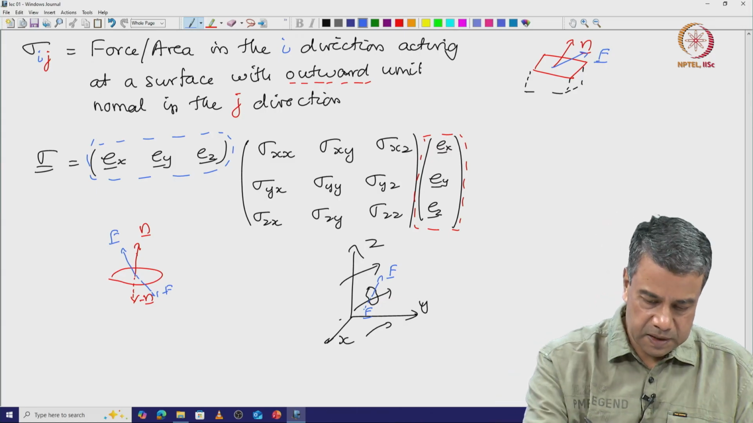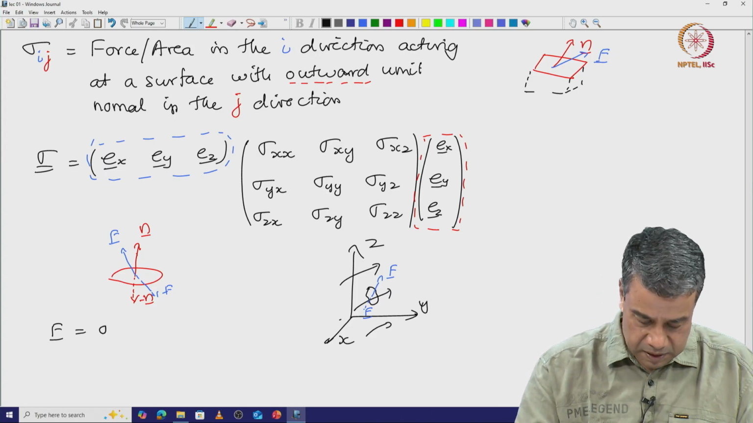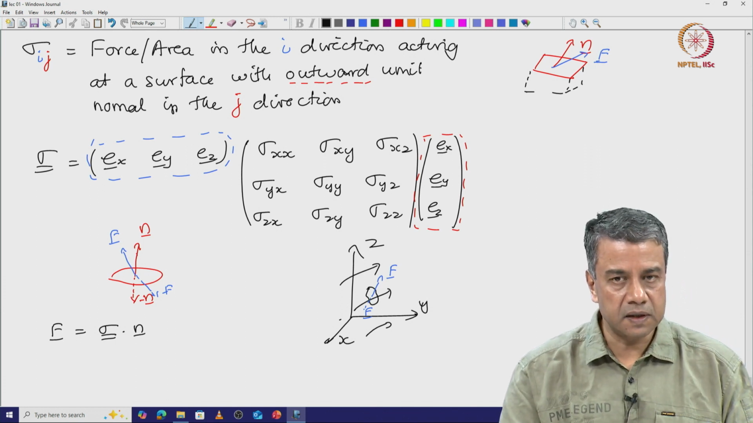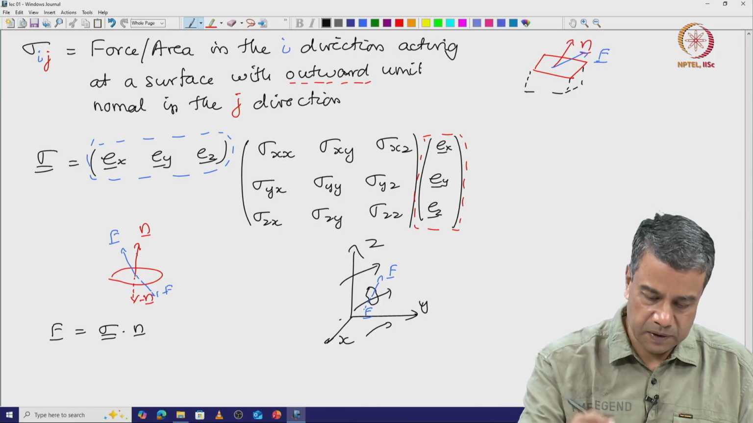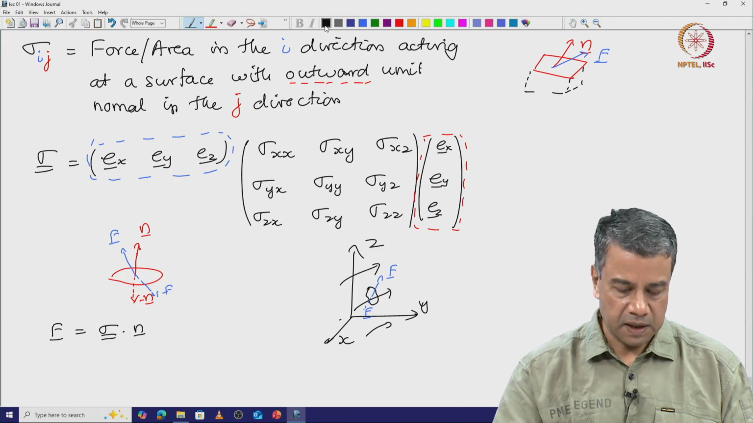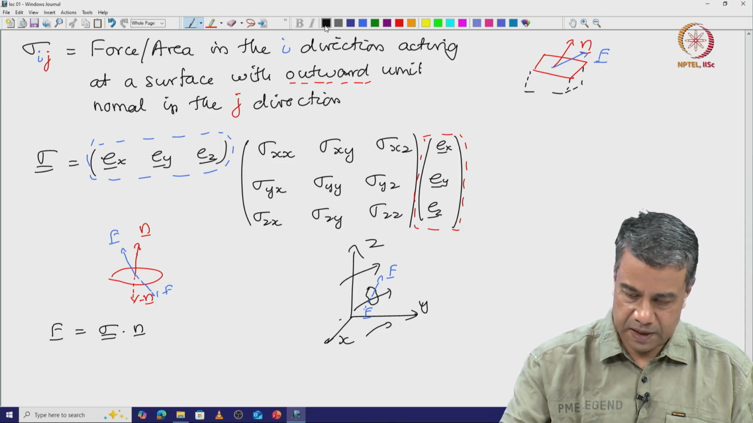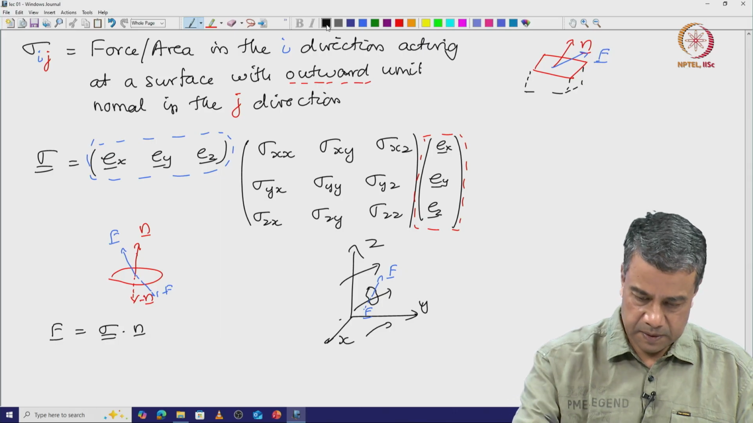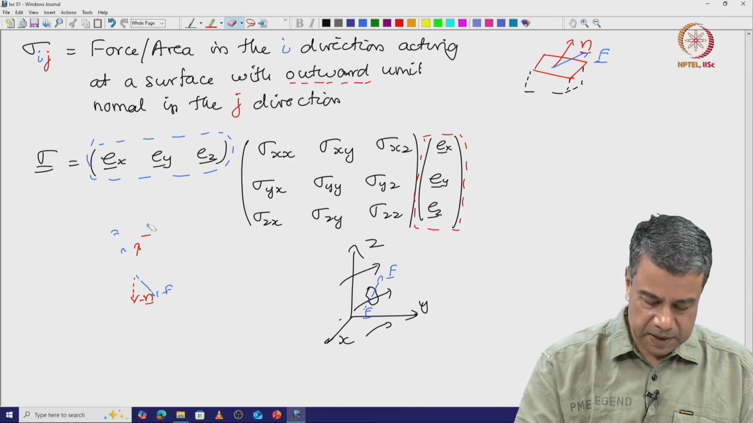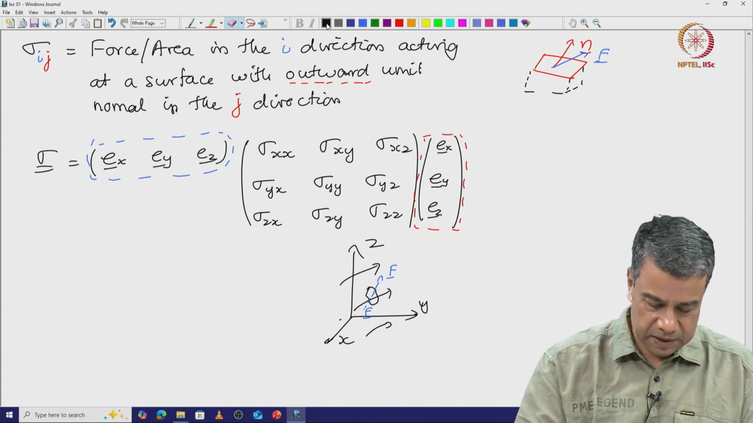And this implies that the force acting at a surface can be written as a second order tensor times the unit normal. This second order tensor is the stress tensor, and I defined it for you formally in the previous lecture. Sigma ij is the force per area in the i direction acting at a surface with outward unit normal in the j direction. Therefore, for example, if I take a Cartesian coordinate system, sigma xx is the force per unit area in the x direction acting at a surface whose outward unit normal is in the x direction.